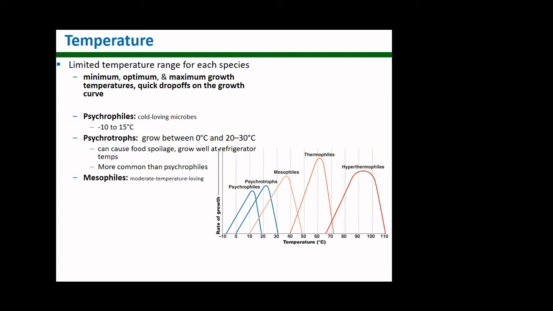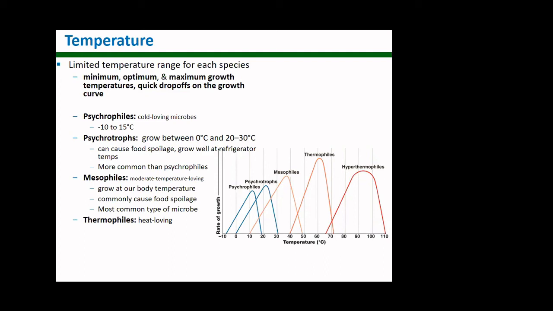Going up though, mesophiles are our moderate temperature loving bacteria. Most bacteria are mesophiles. This range is anywhere from 10 to 50 degrees Celsius, but the optimum is right around 37, which happens to be the same temperature as us. They grow well at our body temperature. They commonly cause food spoilage. They are the most common type of microbe and the most human pathogens.